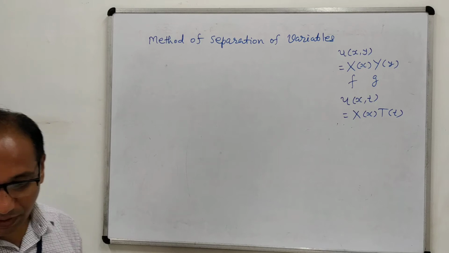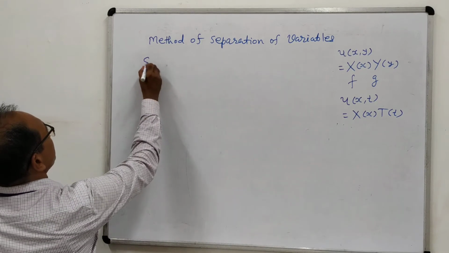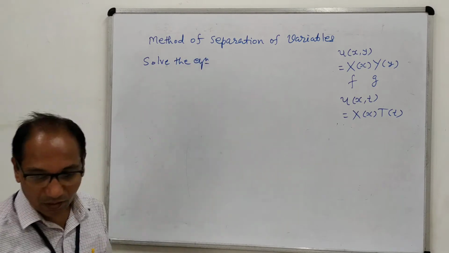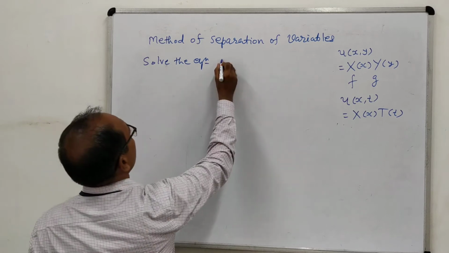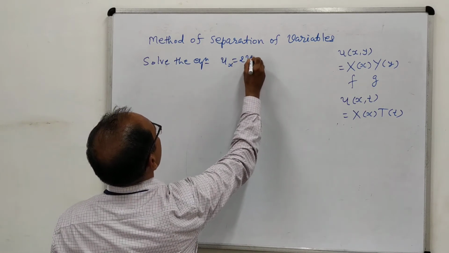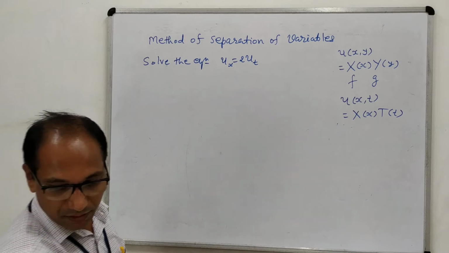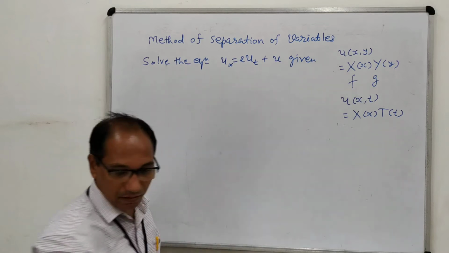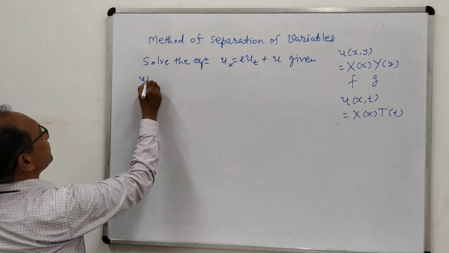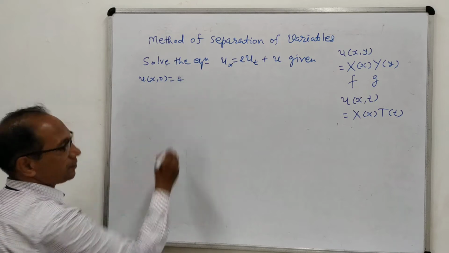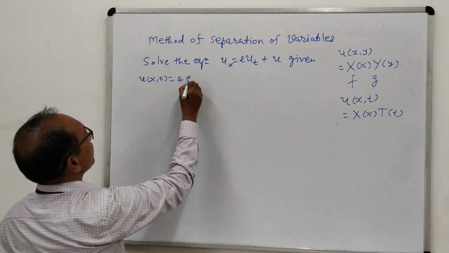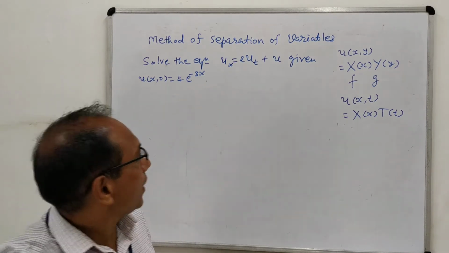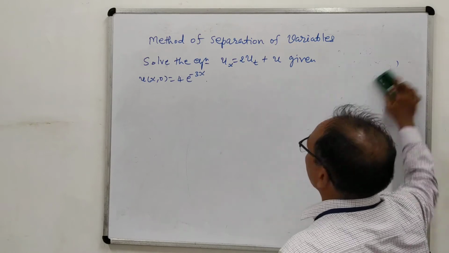Now let us see one example. Solve the equation u_x = 2u_t + u, given u(x,0) = 4e^(-3x). So here we want to solve this equation.